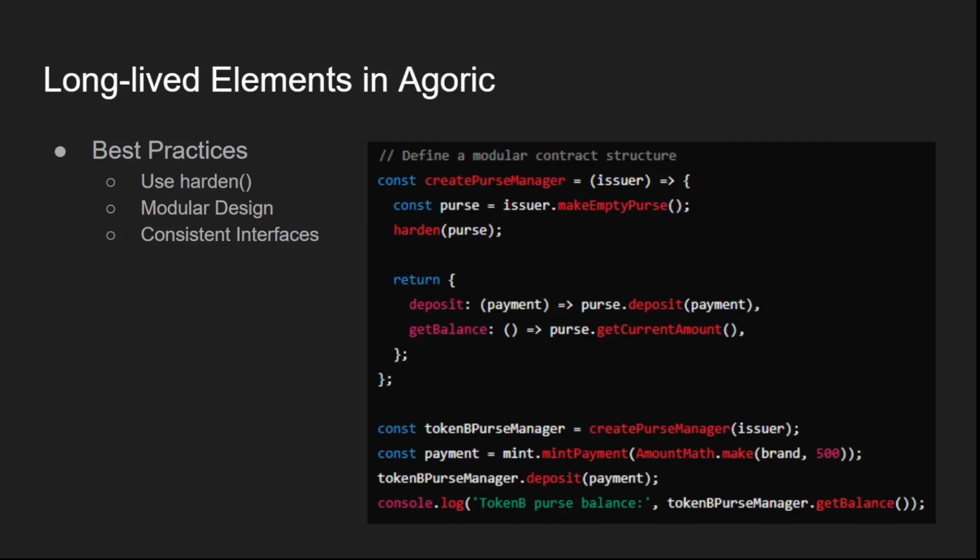Finally, use consistent and well-documented interfaces for interacting with persistent objects, making it easier for other developers to understand and use your contracts. By using long-lived elements effectively, you can build Agoric smart contracts that are not only powerful, but also maintain a consistent state over time. This approach helps in creating reusable components and managing state efficiently, ensuring that your contracts can handle complex interactions and maintain their integrity. Next, we'll wrap up this section with the conclusion.